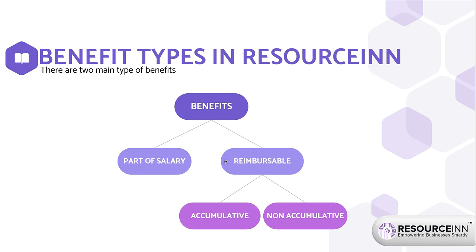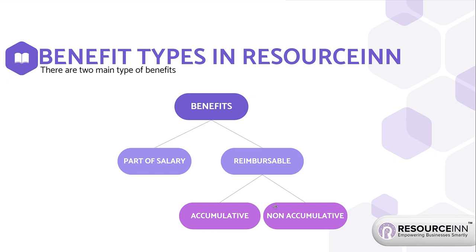A reimbursable benefit has two further categories: one is accumulative and the second one is non-accumulative. In accumulative, the unused amount of the first month will carry forward and sum up with the next month's amount. And if we talk about the non-accumulative, the amount of the month will not carry forward to the next month.